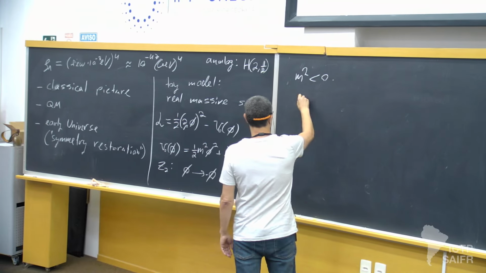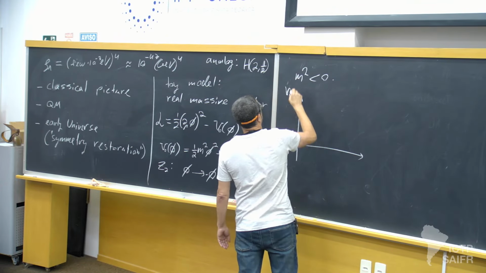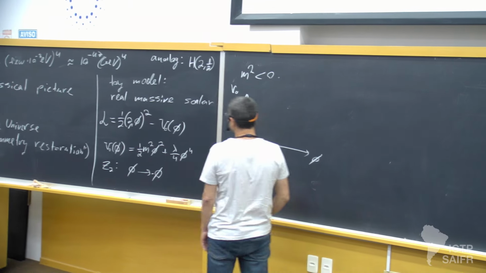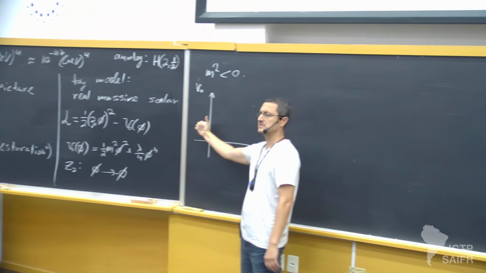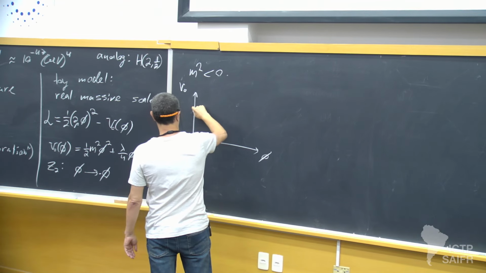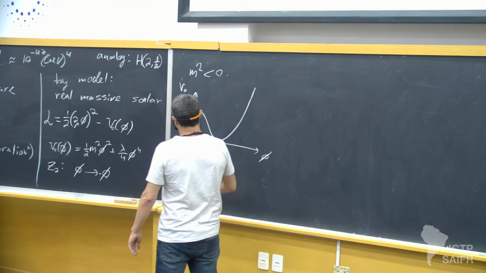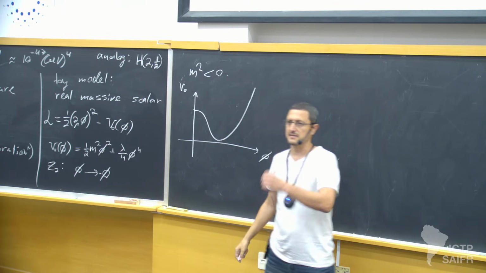So if I plot this potential, V0 as a function of phi, there is a Z2, so it's enough for me to consider the positive side of phi. And then this potential looks something like this. We'll discuss it a little bit more.